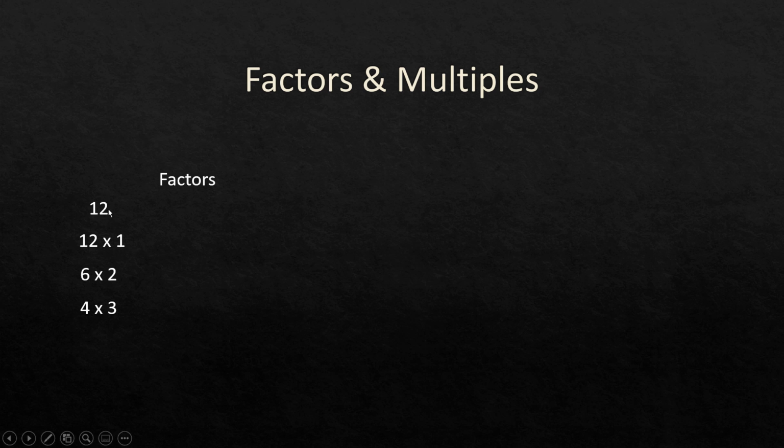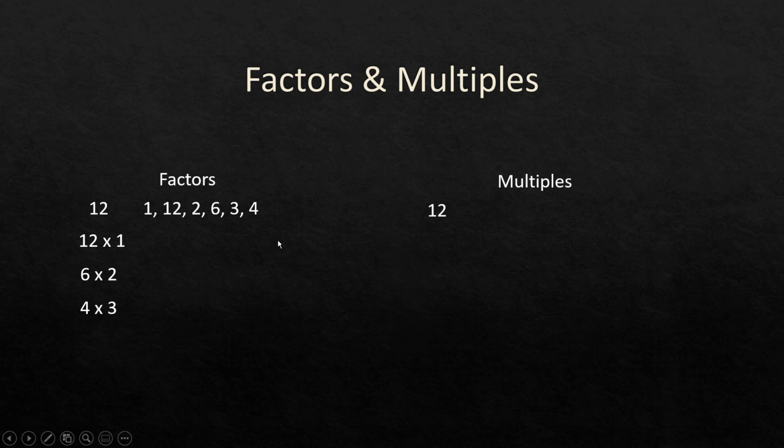If you divide 12 by any of these numbers here, the remainder would be 0. So then you call these as factors of 12. So the factors of 12 are 1, 12, 2, 6, and 3, and 4. So these are factors. So factors are numbers that can divide a given number without a remainder or a remainder of 0. Now let's look at multiples.